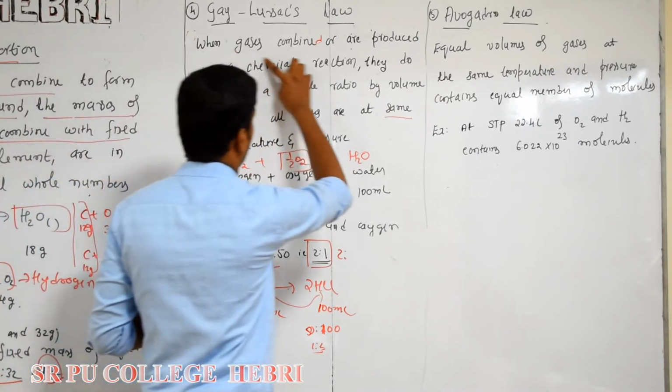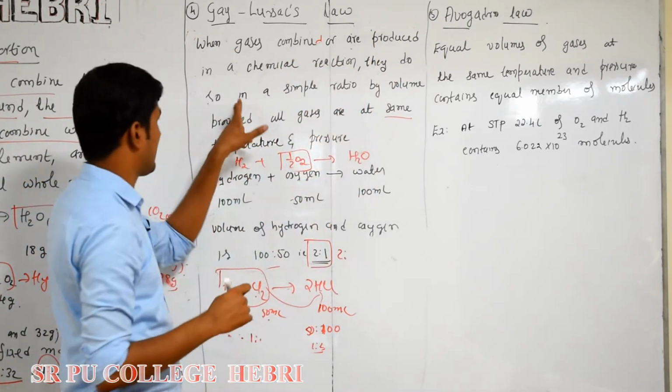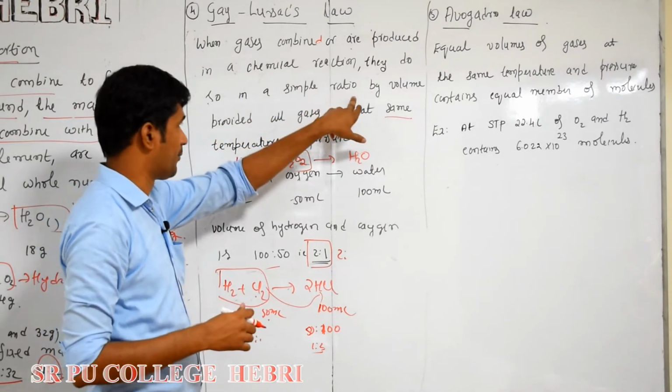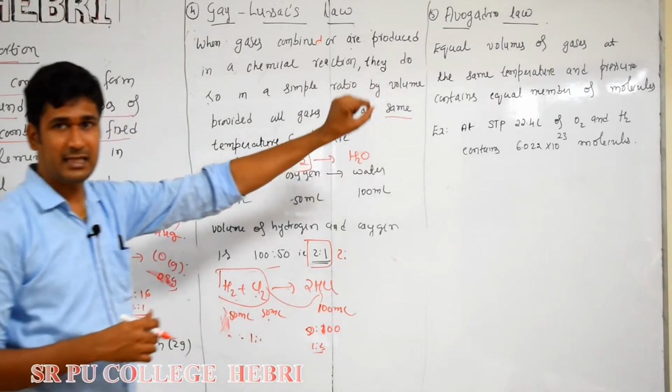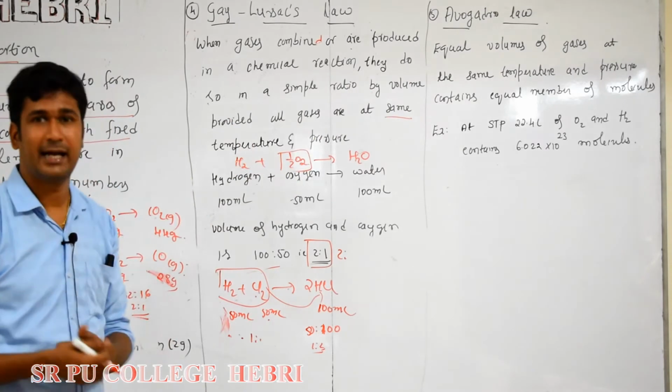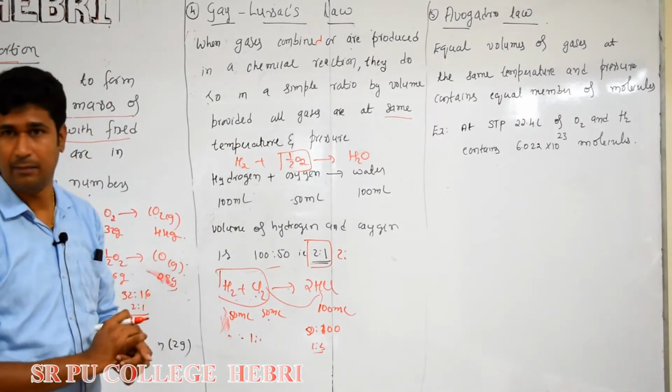So when gases are combined or produced, there exists a simple ratio between the volumes of gaseous reactant and product at the same temperature and pressure.